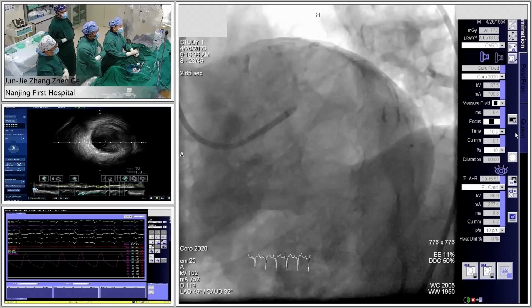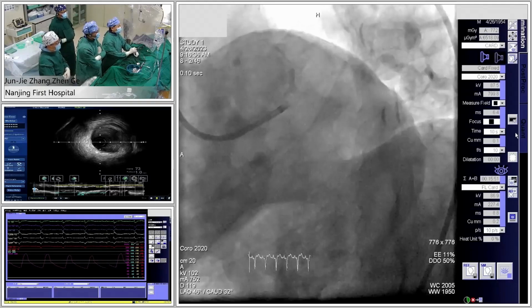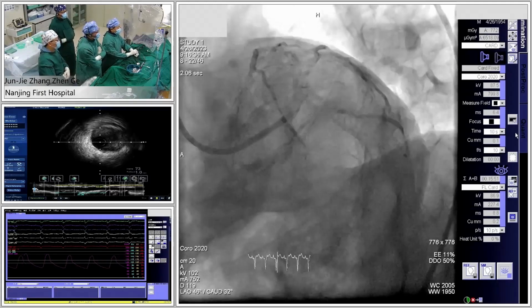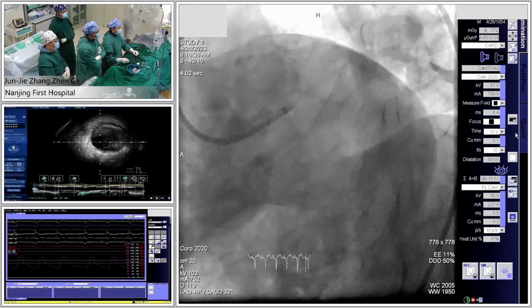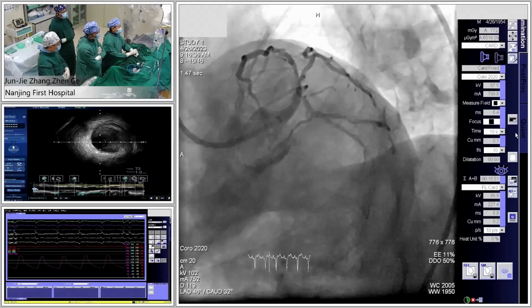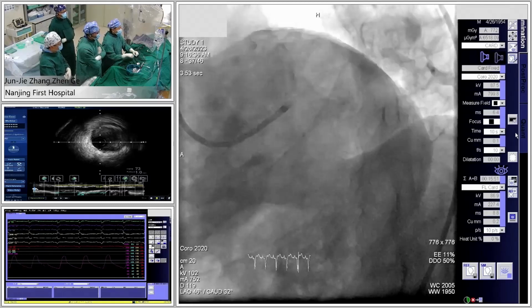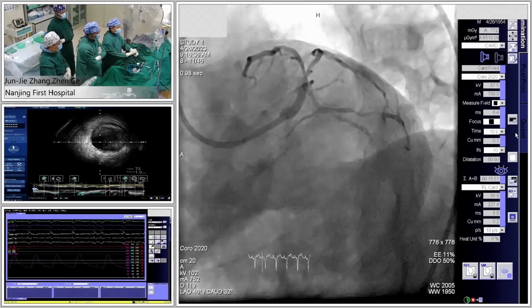So probably we can talk about this strategy. And first of all, I want to show the intravascular imaging to everyone.